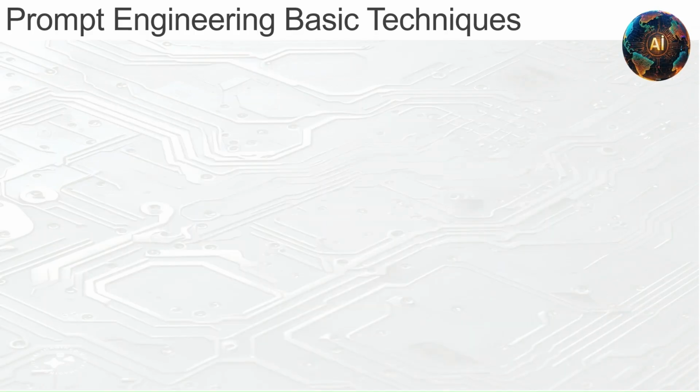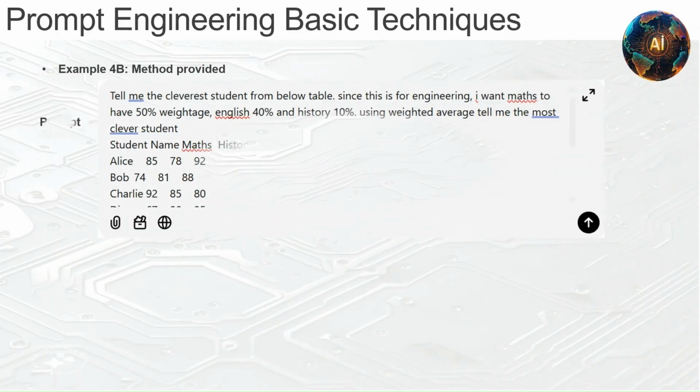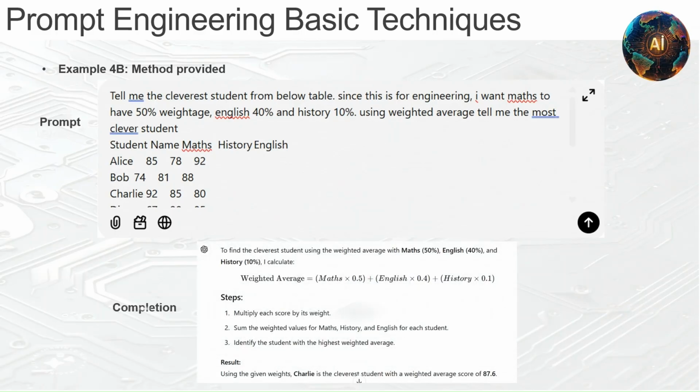But suppose we are selecting a student for a particular profession, say engineering, in which case a plain average won't work. As for engineering, maths will have higher weightage than English and history. So, as a refined prompt, we provide the method to the LLM to find the cleverest student. We ask the LLM to take the weighted average based on defined weights for each subject. The LLM then uses steps to get us the correct result for our purpose. As you can see, the result has now changed to Charlie in this case based on the weighted average.